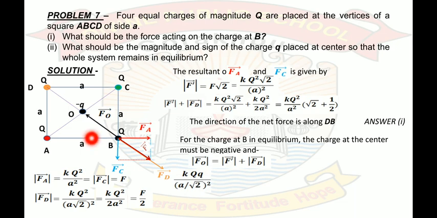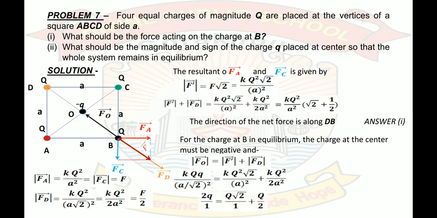The separation between this and this will be equal to half of the diagonal. The diagonal is A under root 2. Half of that will become A upon under root 2, which is equal to KQ square under root 2 upon A square plus KQ square upon 2A square. Just as we have done earlier.